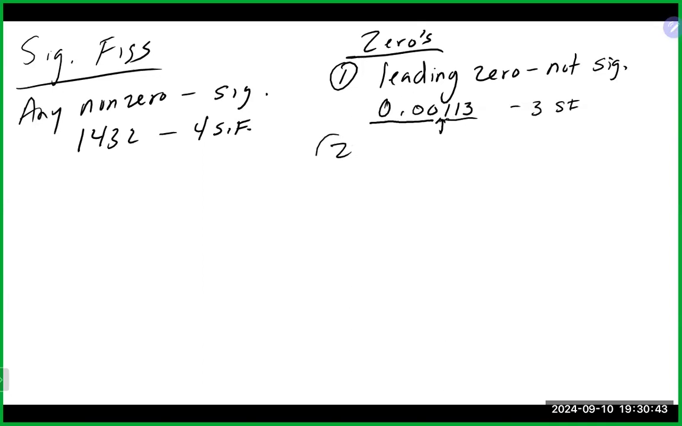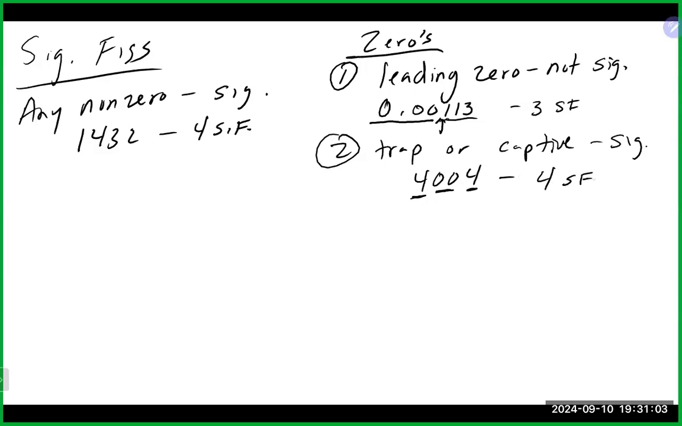The next type of zero is a trapped zero, or a captive zero, they call that. And those are significant. Those are basically zeros between 2 non-zero numbers, like 4004. If we start counting here, these are trapped, they're significant, and that would give you 4 significant figures in this case.